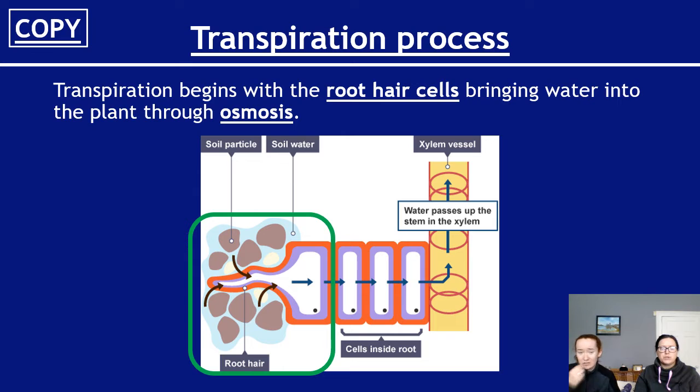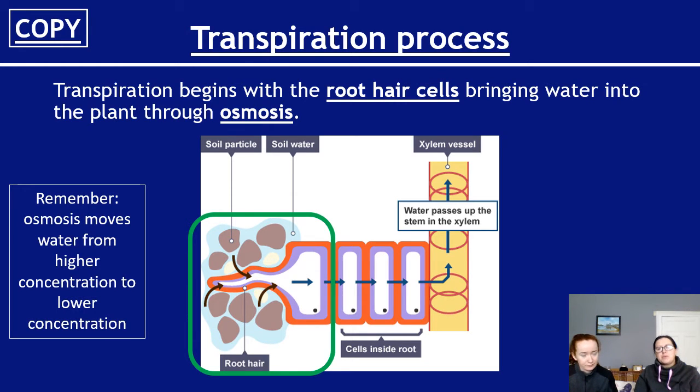But the idea is the process of transpiration begins when the root hair cell brings water into the plant through that process we all know and love called osmosis. Okay, remember with osmosis, water is moving from the higher concentration, in this case in the soil, to the lower concentration in the root hair cell. Okay, so that's how it moves, and again, it does not require any energy to do this.